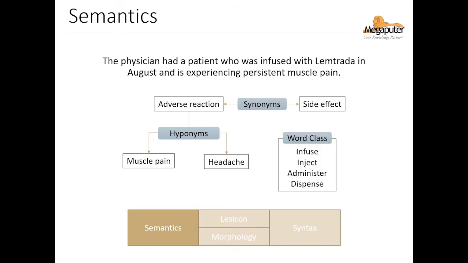So, for example, we can add a word class that includes these words here, infuse, inject, administer, dispense, which all have the general meaning of delivering some substance. Word classes are customizable to your dataset or domain, so you can use them to generalize patterns with certain sets of words that aren't technically synonyms of each other. And this is particularly useful for sentiment analysis. So we know, for example, that pain is a bad thing. So if it's mentioned, the patient probably had a negative experience with that drug.